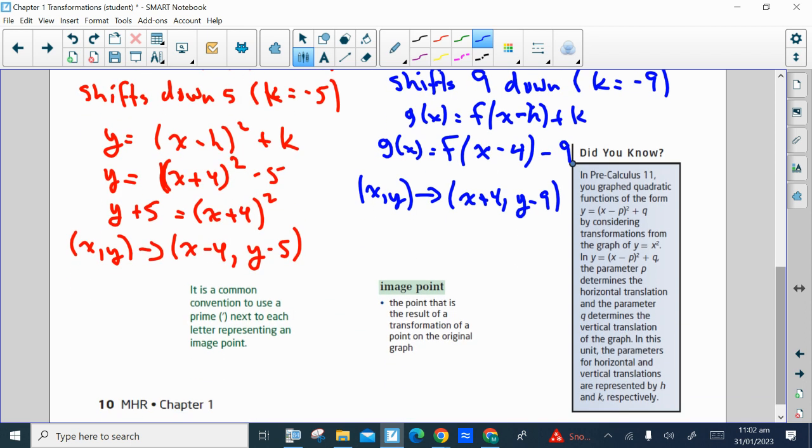So the term image point describes the point that is the result of the transformation of a point on the original graph. The image point is the new point after the transformation has taken place.